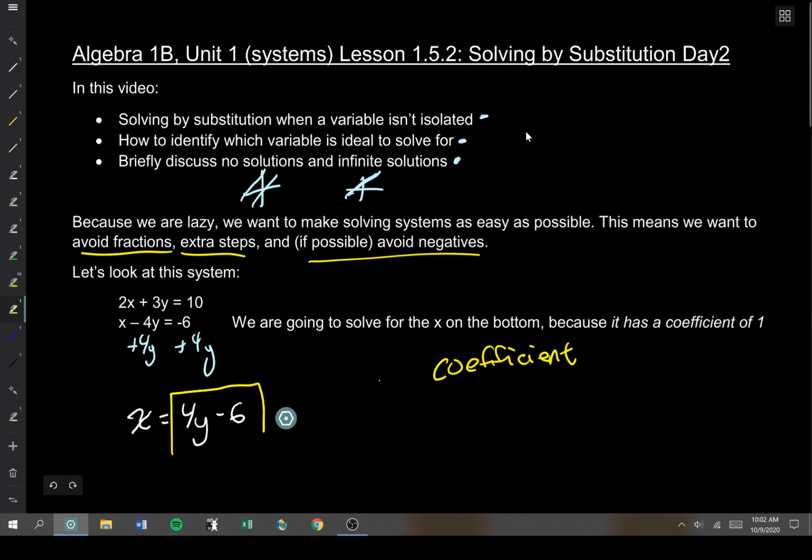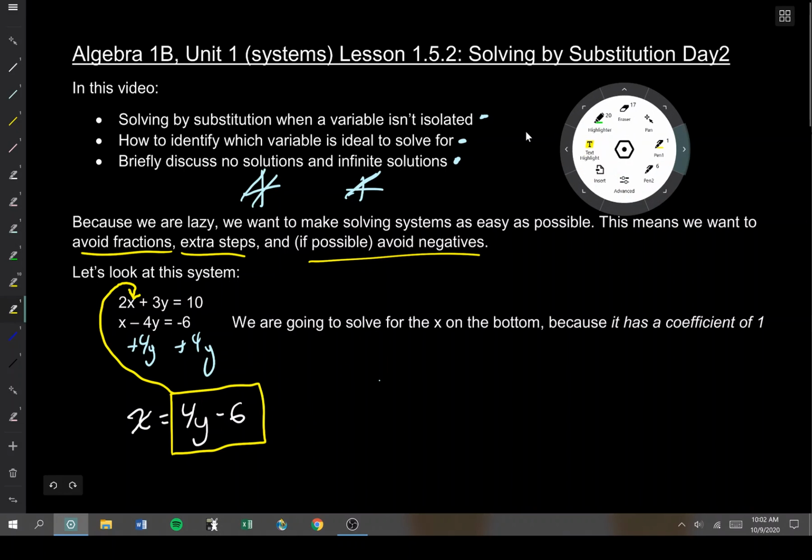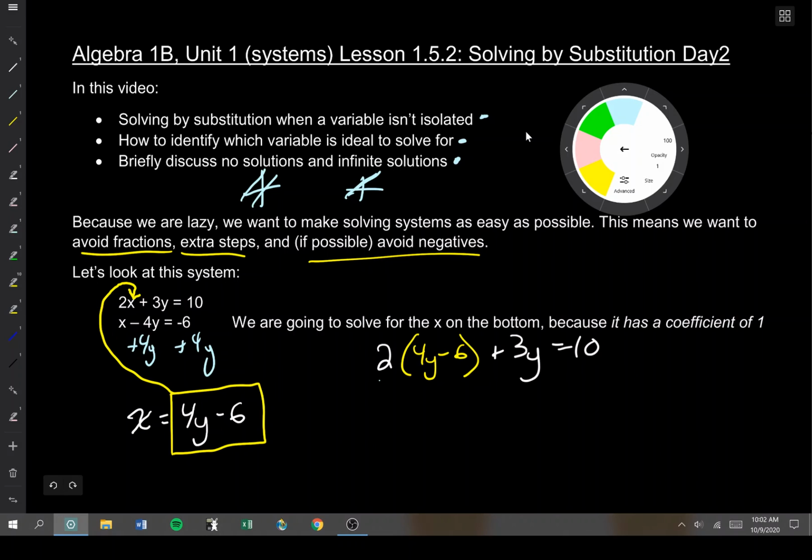Now I'm going to take what it's equal to, x equals 4y minus 6, and plug it into the other x. It has to be the x in the other equation. You can't use the one that you started with. It has to be the other equation. So I'm going to have 2 times 4y minus 6 plus 3y equals 10. So it used to be 2x plus 3y, now it's 2 times 4y minus 6 plus 3y. I do some distributing. We get 8y minus 12 plus 3y equals 10.